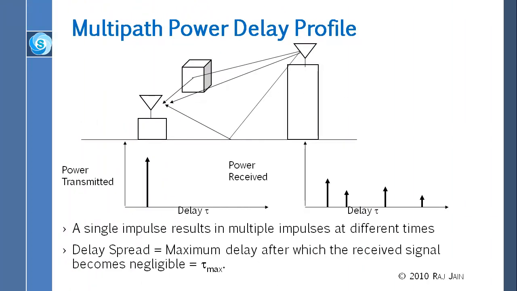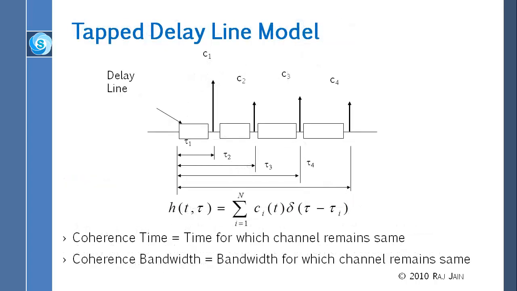So here, what I have explained is that if you have an environment, you will send one impulse and you will get multiple impulses. That's clear, right? Why will you get multiple impulses? Anybody? Because of reflections. So you represent that environment by what we call a tapped delay line model. If you send some signal here, it is delayed and comes out at different amplitudes at different points.